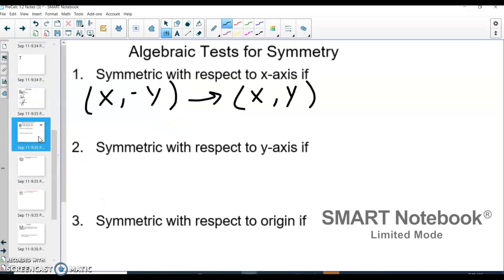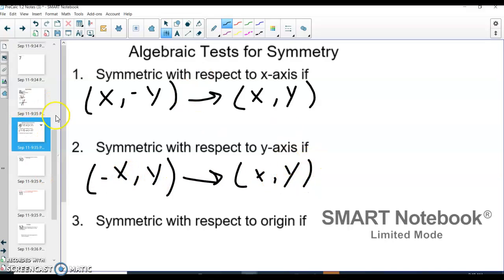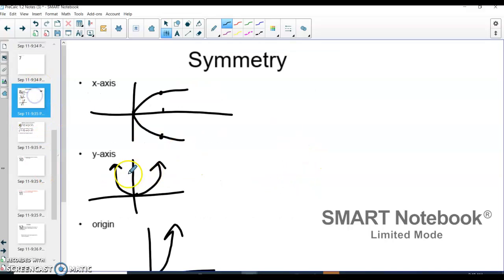For symmetry with respect to the y-axis, we can plug in a negative x and a positive y, and if it comes out as a positive x and a positive y, then we can say that we have symmetry over the y-axis because the y values are the same, both positive y values, but you have one negative x value over here, one positive x value here, but you would get the same y value no matter what x you plug in.